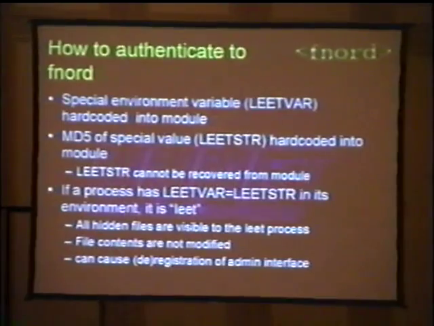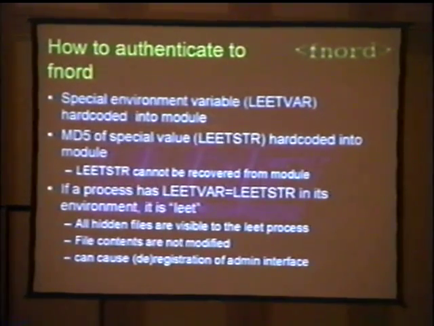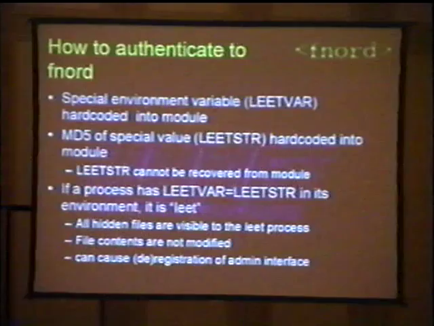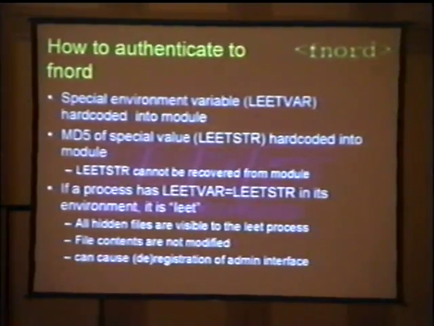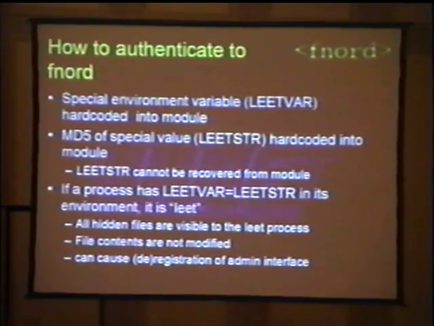And so every time we make a system call where information could be hidden and we've got to decide whether or not to show it, we check to see if that environment variable exists on that process. And if it exists, we hash the string that it's equal to. And if the hash matches the hash that we've got stored in the module, we let it see it. So all the hidden files are visible to the leet process. We don't modify any file contents for the leet process. You notice that proc modules was modified. And only leet processes can cause registration or deregistration of the admin interface. We hashed it so that you can't recover it from it.